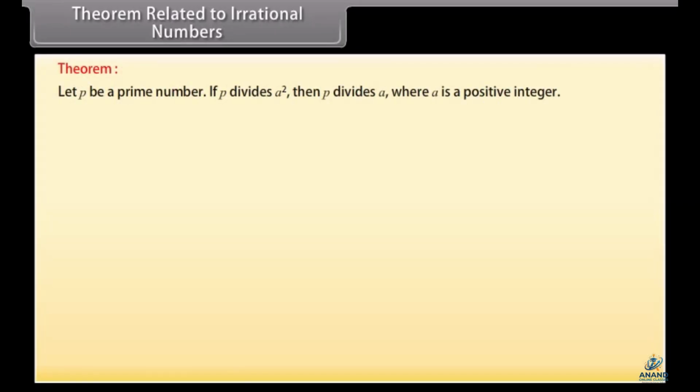Theorem related to irrational numbers. Theorem: Let p be a prime number. If p divides a square, then p divides a, where a is a positive integer. Let us prove this theorem.